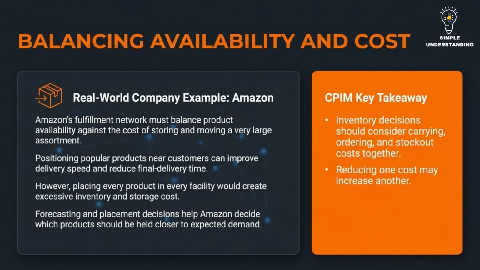Real-world company example. Amazon. Amazon's fulfillment network must balance product availability against the cost of storing and moving a very large assortment. Positioning popular products closer to customers can improve delivery speed and reduce final delivery time. However, placing every product in every facility would create excessive inventory and storage cost. Forecasting and placement decisions help Amazon decide which products should be held closer to expected demand.